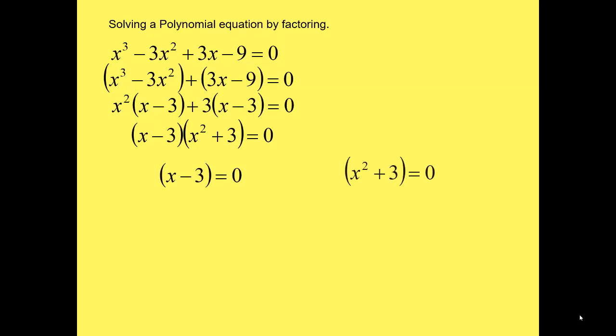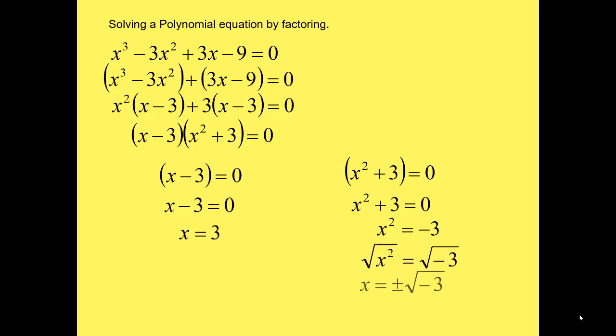Okay, and then the first equation is easy to solve. The second one, we're going to have to extract square roots. And we are going to get an imaginary solution on this one because of the -3. So go ahead and pull that out. Gives us i square root of 3.